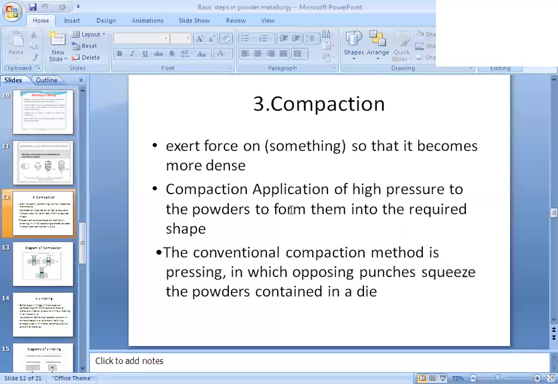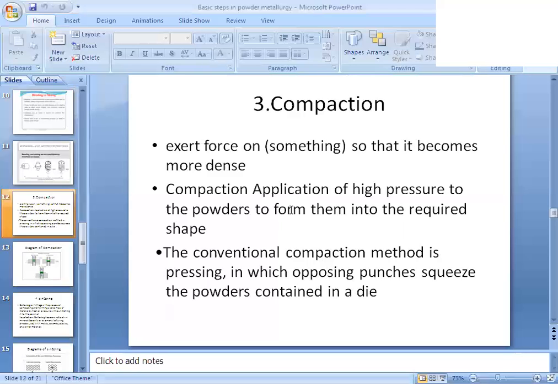The third point: the conventional compaction method is pressing, in which opposing punches squeeze the powders contained in the die. What will happen here? I think it is common to all processes of this kind. We have two punches, a lower punch and an upper punch, and we also have a die.